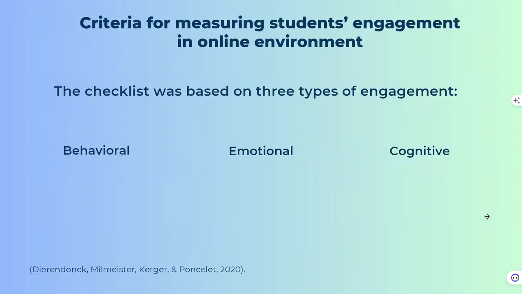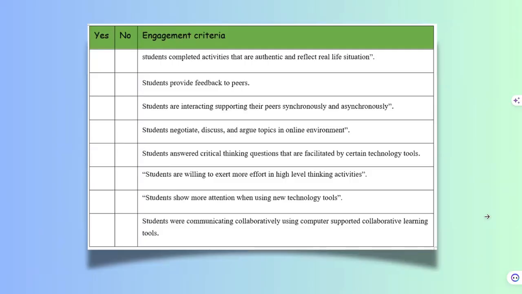So as for criteria for measuring students' engagement in the online environment, I created a checklist based on 3 types of engagement: behavioral, emotional, and cognitive. The checklist helped me to measure the students' engagement in the online environment. Here is a sample of the checklist. The data was collected, analyzed, and I will leave you to read the results and the analysis in the article.